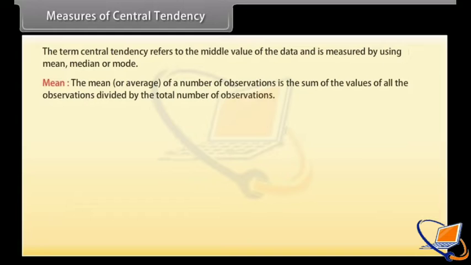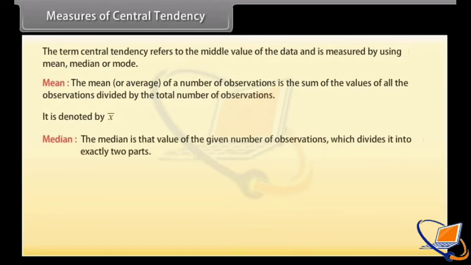Mean. The mean or average of a number of observations is the sum of the values of all the observations divided by the total number of observations. It is denoted by this symbol, read as X bar. Median. The median is that value of the given number of observations which divides it into exactly two parts.